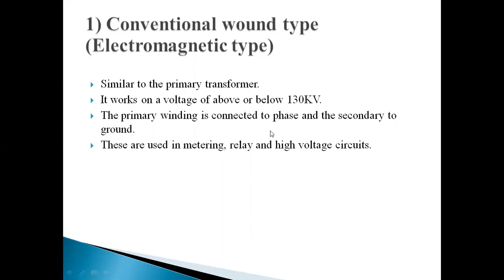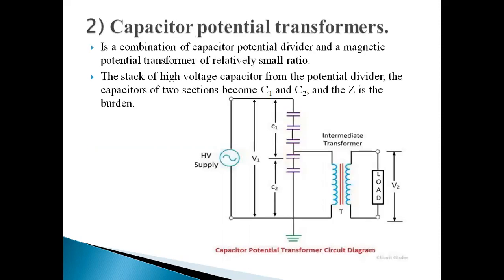Now primary winding is connected to phase and secondary to the ground. These are used in metering, relay, and high voltage circuits. Again, we can use these transformers for high voltage circuits, for measurement purpose and for protection purpose. So these are conventional wound or electromagnetic types, which are simple, just like our simple transformer. Then next point is the capacitor potential transformer.